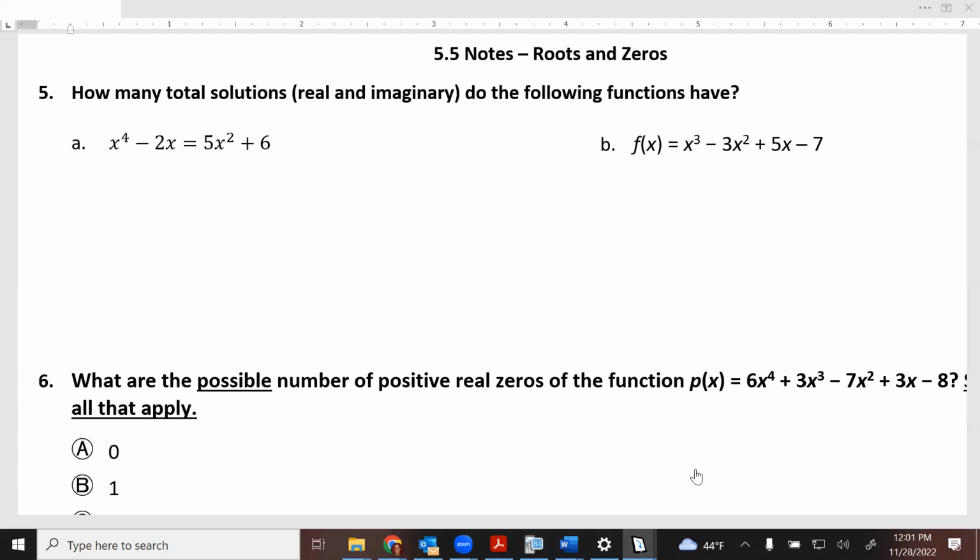How many factors did we find? 3. Where's the third one at? Way up at the top, x minus 3. So x minus 3 was a factor. What were my other two factors? X minus 2 and x plus 1, but we were asking to give what as our answer? The root.